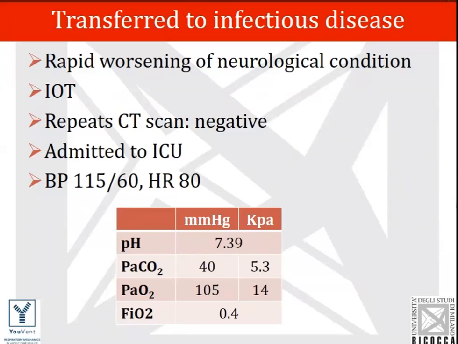And so the anesthesiologist is called, and she undergoes intubation and repeats a CT scan, which is, again, negative. But, of course, she's intubated now. She's admitted to ICU. Blood pressure is still stable, and this is her arterial blood gas on controlled mechanical ventilation with 40% FiO2. I know there is a mixture of units, so I brought both millimeters of mercury and kilopascals, and I look at millimeters of mercury, and I think this is quite fine.